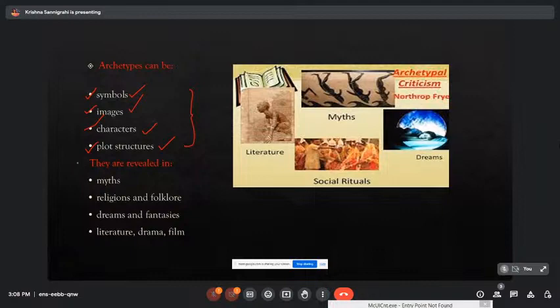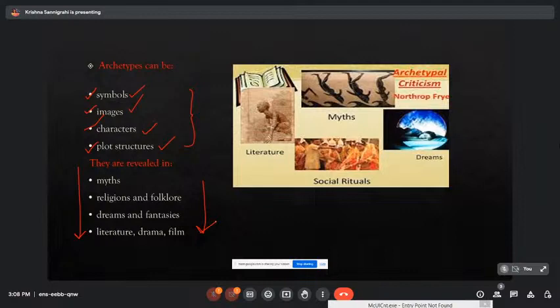Now, how are these archetypes revealed? The archetypes are revealed in or through what? Through myths, religions, and folklore, dreams and fantasies, literature, drama, film.